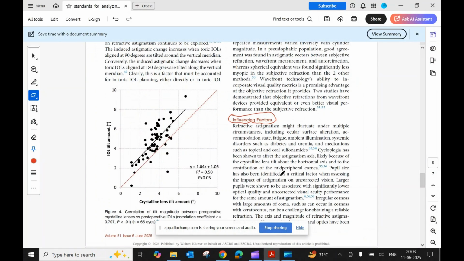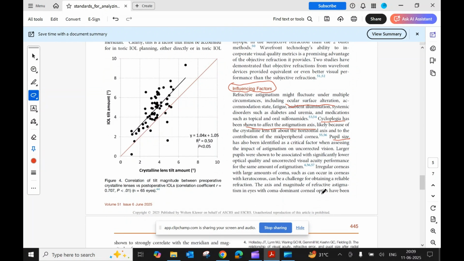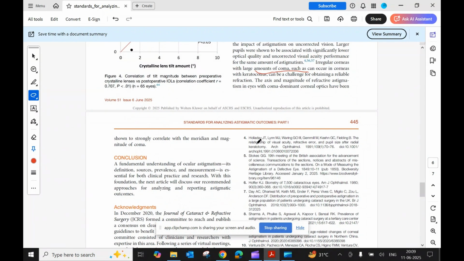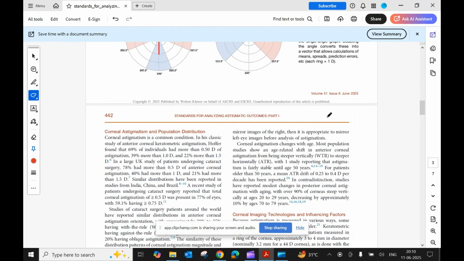Having understood that, what are the influencing factors that could lead to a wrong refraction? That is the ocular surface post-operatively. Remember, cataract surgery itself may lead to dry eyes, so you have to check that the patient does not have a dry eye. Cycloplegia itself has an effect on the astigmatism axis. Pupil size also has an effect on the astigmatism. These are some of the factors. As I was saying, lens tilt can also lead to coma, and that could also lead to some amount of residual astigmatism. These are some of the things we need to keep in mind when we are doing a post-operative refraction.